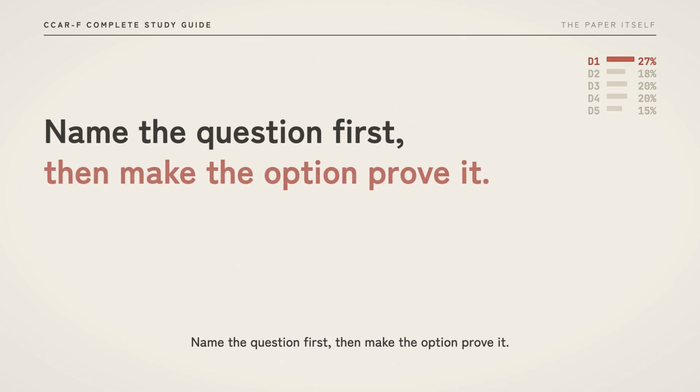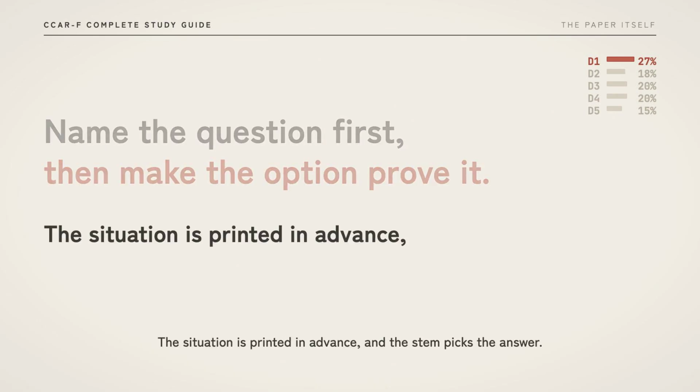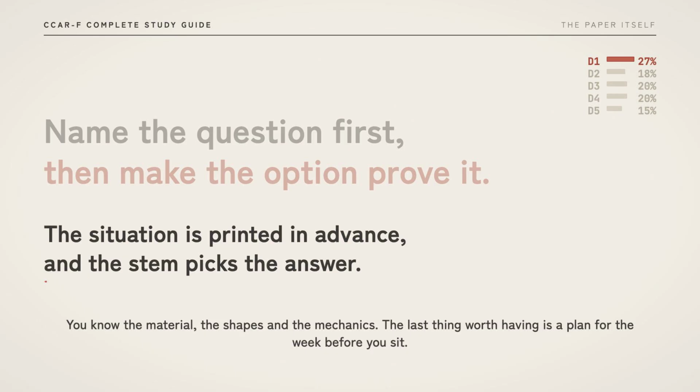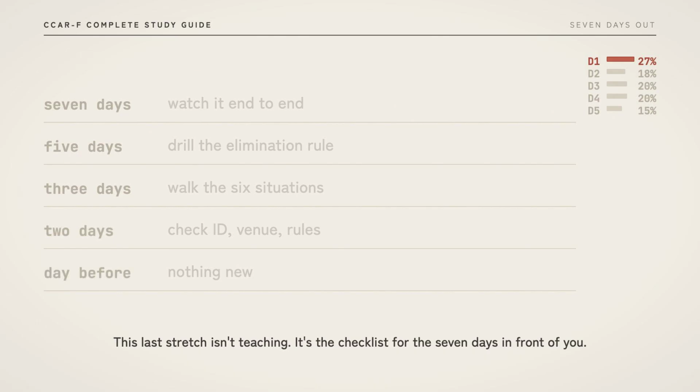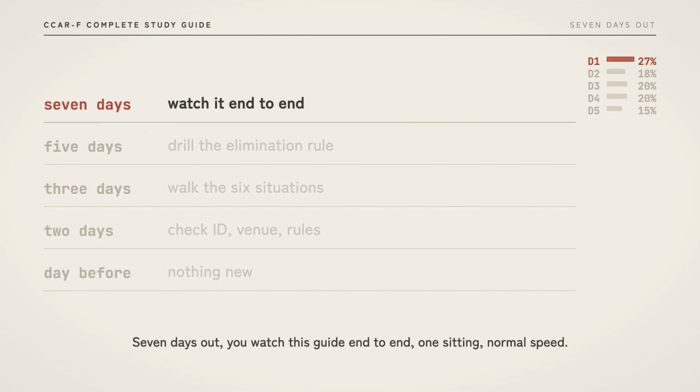Name the question first, then make the option prove it. The situation is printed in advance and the stem picks the answer. You know the material, the shapes, and the mechanics. The last thing worth having is a plan for the week before you sit. This last stretch isn't teaching, it's the checklist for the 7 days in front of you. 7 days out, you watch this guide end to end, one sitting, normal speed.